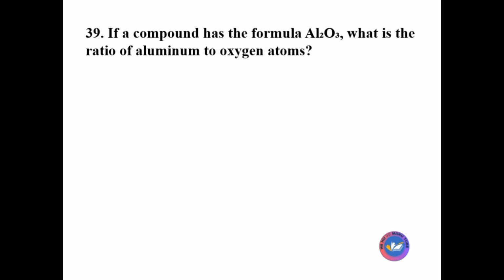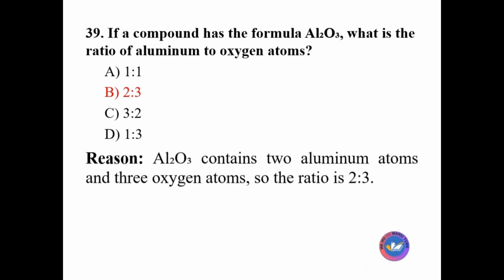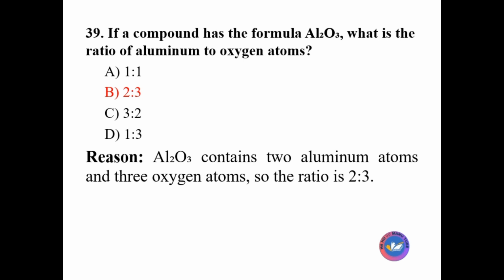Question number 39. If a compound has the formula Al2O3, what is the ratio of aluminum to oxygen atoms? A. 1:1, B. 2:3, C. 3:2, D. 1:3. The answer will be 2:3. Al2O3 contains 2 aluminum atoms and 3 oxygen atoms. The ratio is 2:3.